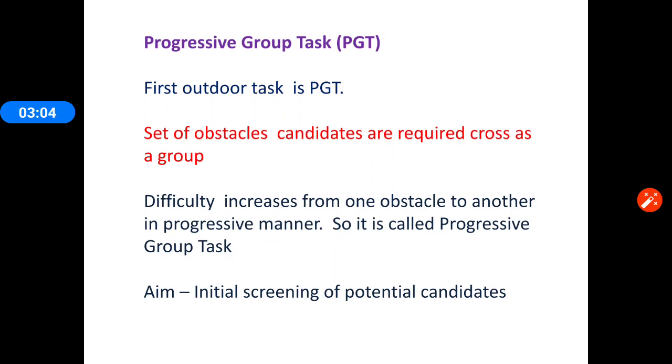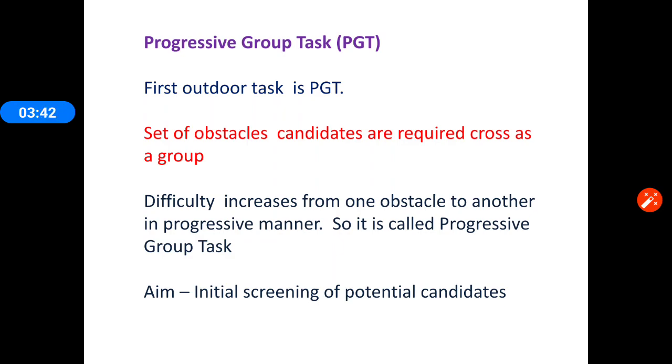So first of all, we'll see what is the progressive group task. This is the first outdoor task. In this, the whole lot is put through the obstacle systems. There are three of them. The first one is slightly simple, the second one is tough, and the third one is even tougher. In this, the candidates as a group are required to cross. There are no leaders, there are no members. The whole group is given the task. And since there are multiple obstacle systems with varying degrees of difficulty, that is why it is called progressive group task.